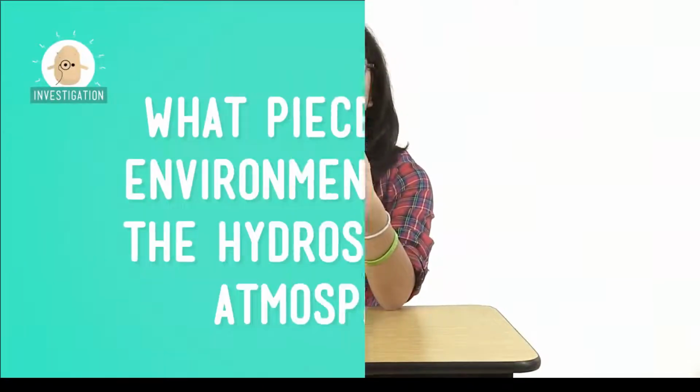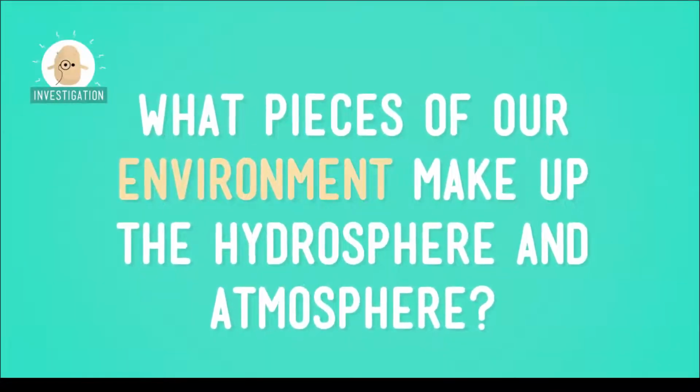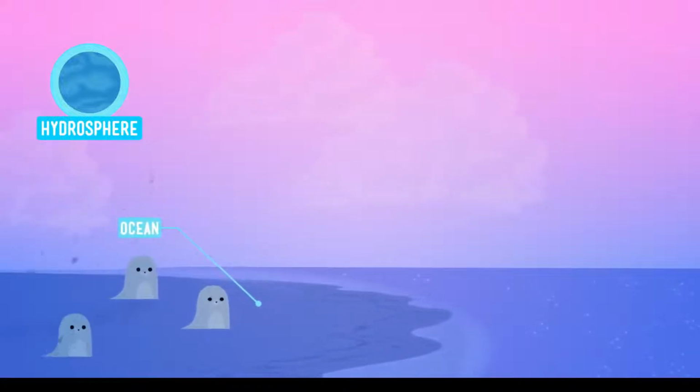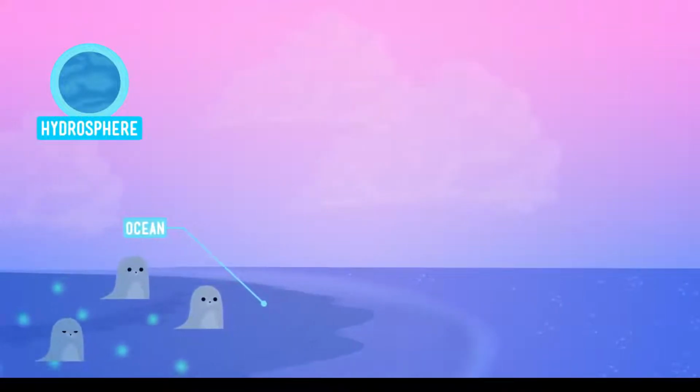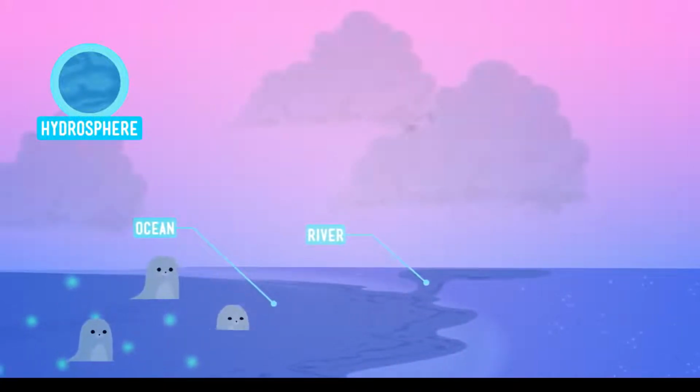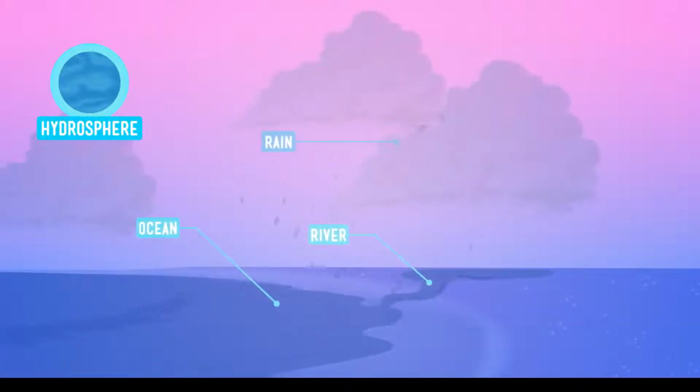Now, these 2 spheres can be kind of hard to tell apart, so let's investigate at the beach. The beach is the perfect place to take a closer look at what pieces of our environment make up the hydrosphere and which are parts of the atmosphere. The beach is, of course, right next to the ocean, and since the ocean holds most of the water on our planet, it's the biggest part of the hydrosphere. The rivers that flow into the ocean are also a big part. And so is the rain that's just starting to fall on our beach. Well, that's a bummer, but check this out.